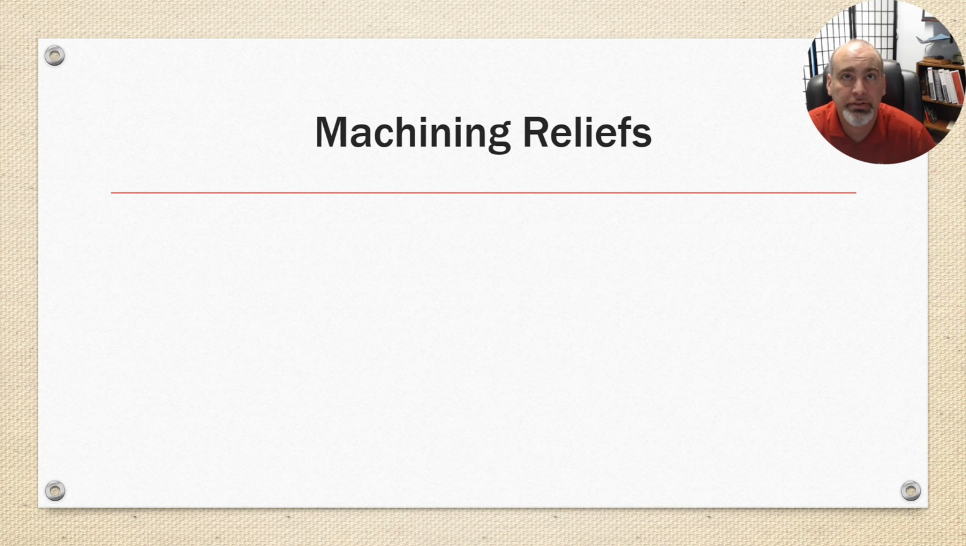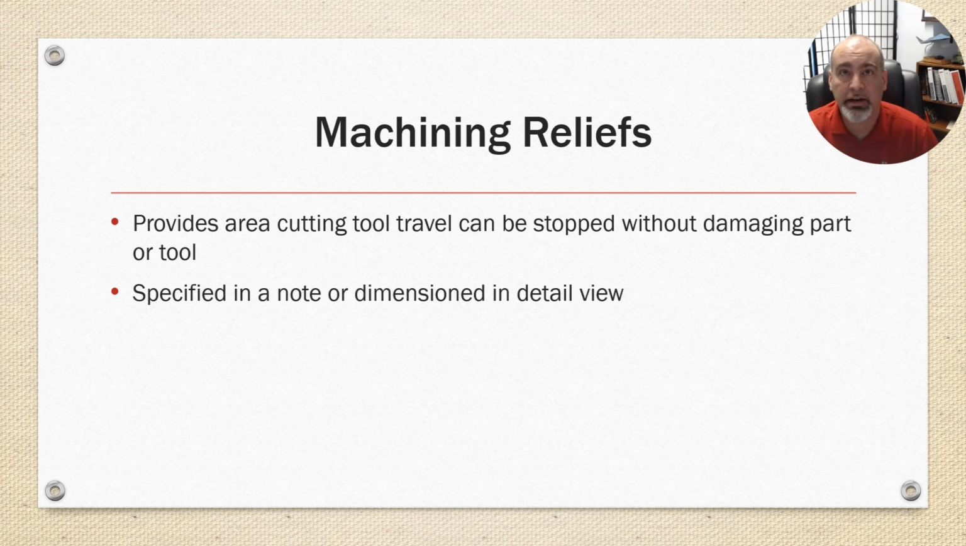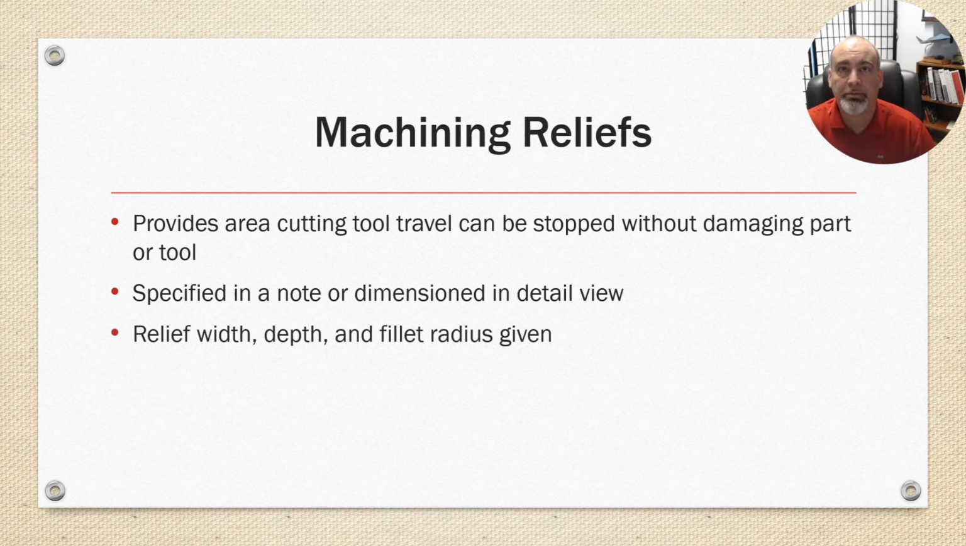Machining reliefs. So you may need to put in reliefs that provide an area for the cutting tool to travel and be stopped without damaging the tool or the part. That's specified in a note or dimension detailed view that it's machining relief. And the relief width, depth, and fillet radius must be given. So an example is you're trying to turn threads right up to a shoulder. You need to cut a relief so that the tool has room to finish the helix and retract.